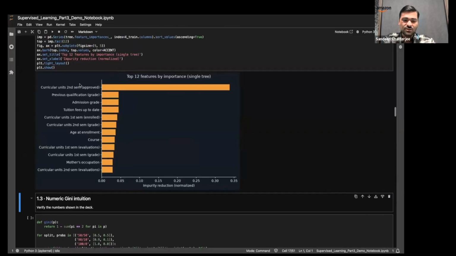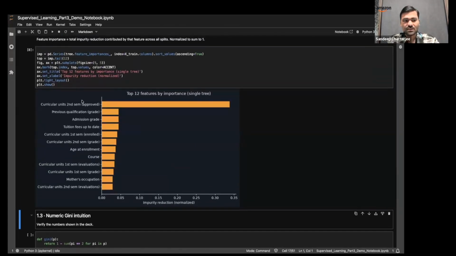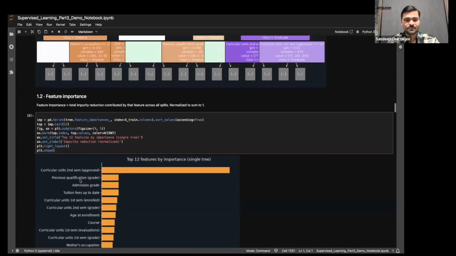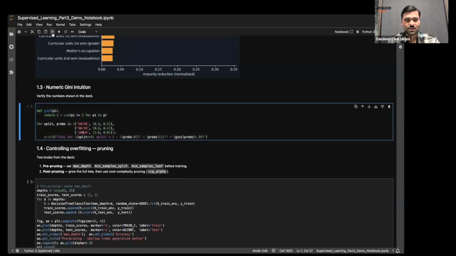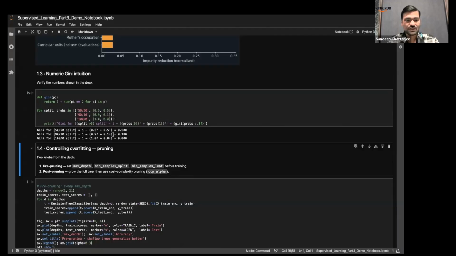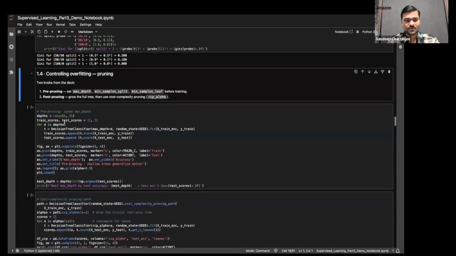From interpretability, we can also see feature importance. Scikit-learn gives us a feature importance derived from how much each feature reduces impurity. Second semester grades dominate, which shows that academic performance is the strongest, and features like GDP contribute nothing. This is one demo to demonstrate the Gini intuition and show how it varies. As we already discussed in the slide, 0 is for pure. When classes are equally balanced, it is at the peak of 0.5 for binary. This cell is just one demo to see this.